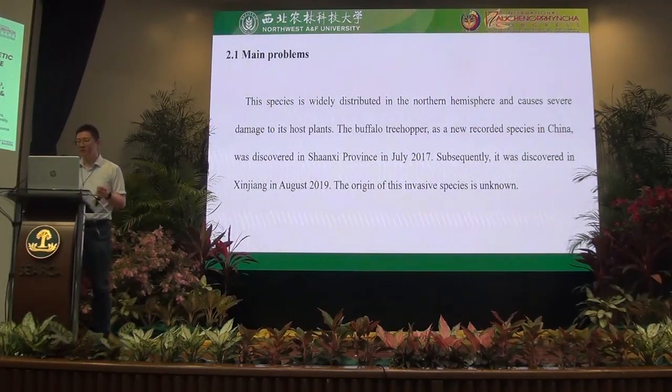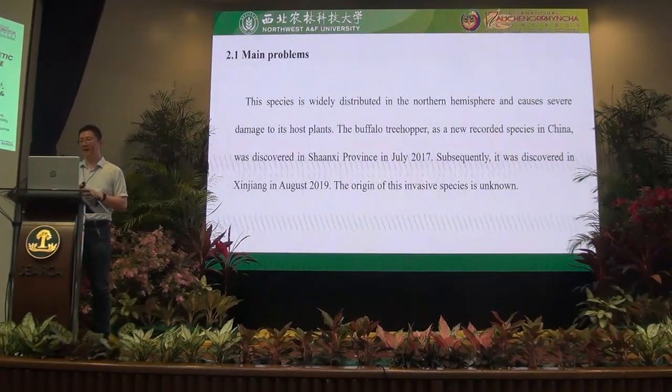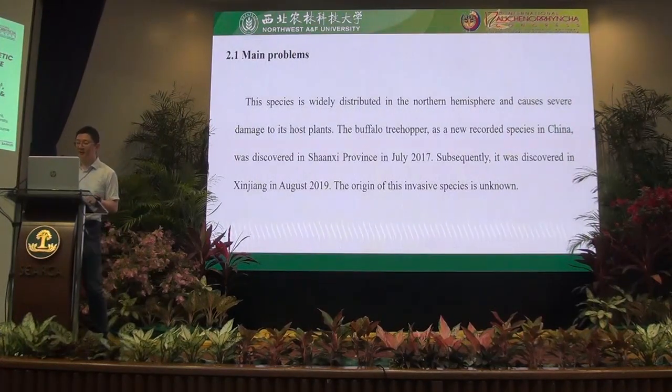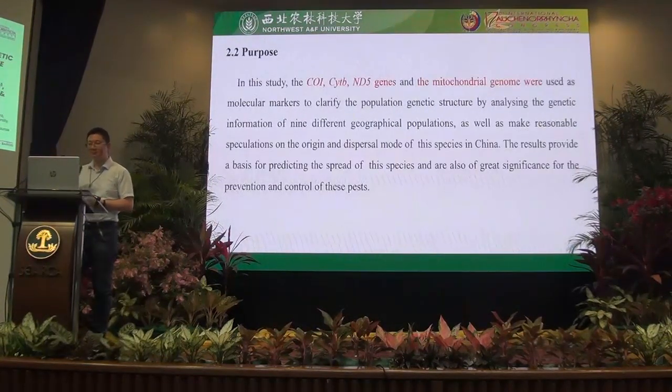This species is widely distributed in the northern hemisphere and causes serious damage to its host plants. The buffalo treehopper, as a new record species in China, was discovered in Shaanxi province, and subsequently discovered in Xinjiang and Jilin. The origin of this invasive species is unknown now.